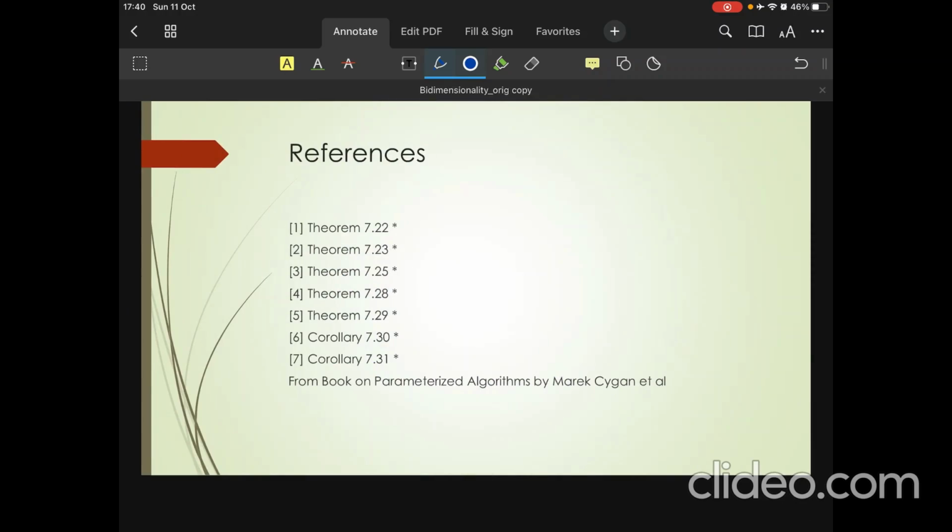So the references, I guess it's only the book on parameterized algorithms by Saket Saurabh. All the theorems and corollaries have been derived and taken from it. And all the images have been sourced from the book or from Google.